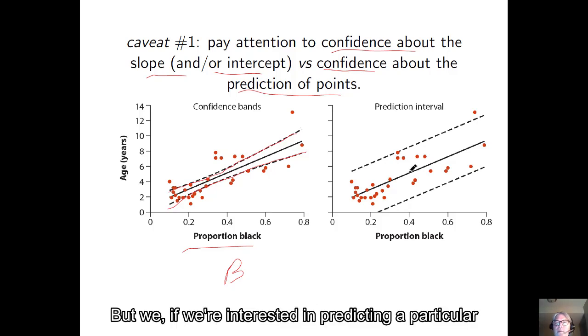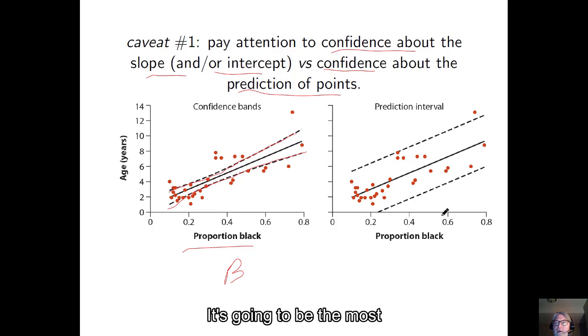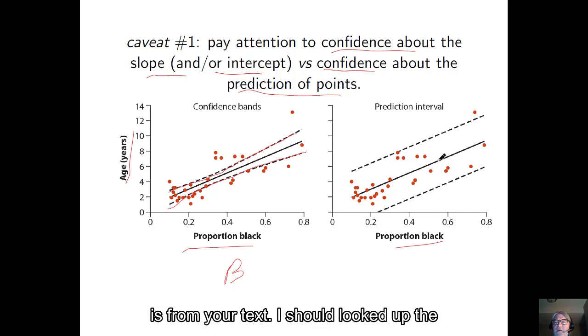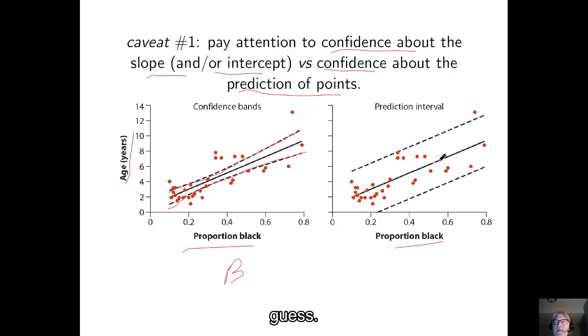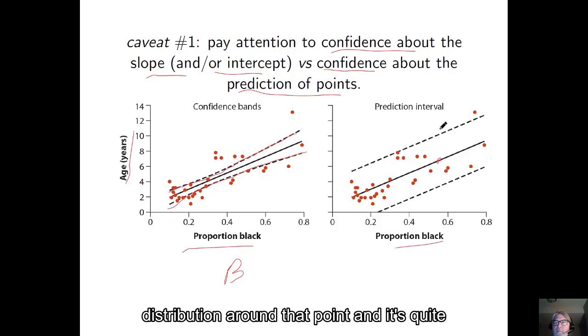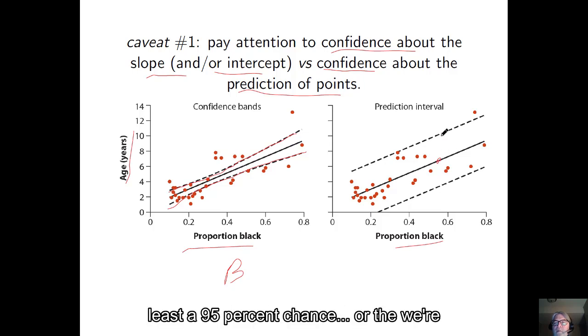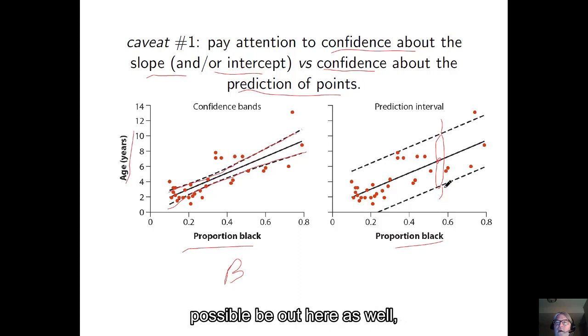But if we're interested in predicting a particular data point, like what's going to be the most probable value for the age in years based on the proportion block, I don't even know what this example is. It is from your text. I should have looked up the context here. Around here, that's the best guess. But based on the scatter in this plot, there's sort of a normal distribution around that point, and it's quite plausible. There's at least a 95% chance, or we're 95% confident, that a point, if we just selected one at that value, would fall in this range, but it's also possible to be out here as well.